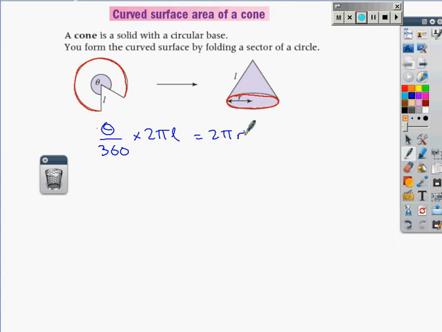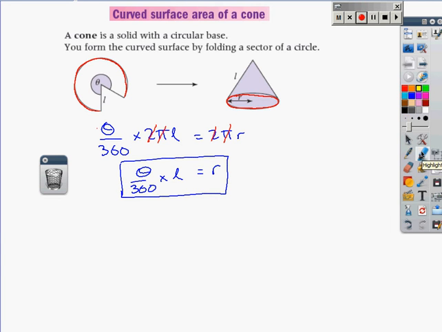So what have we got here? We've got theta divided by 360 times 2 pi L, when we look at it that way, is equal to 2 pi r, when we look at it this way. Now if we divide both sides by 2 pi, they will cancel, and so we get left with the formula that r is equal to theta divided by 360 times L. Now that formula you do have to remember, so it's worth understanding exactly how we got that in the first place.